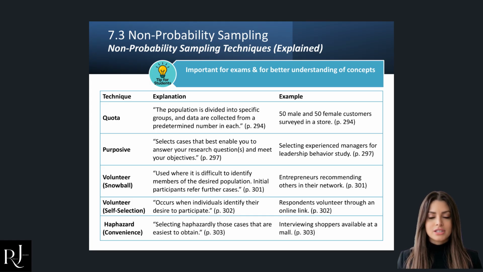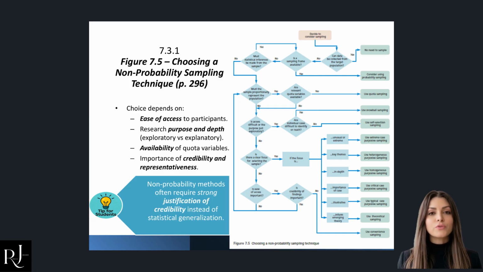However, it's important to note that while these non-probability sampling methods are convenient, they require strong justification regarding their credibility. Since they are not random samples, they cannot be used for statistical generalization. When choosing a non-probability technique, your choice depends on ease of access, your research purpose, and the importance of credibility. Unlike probability methods, these often require a strong justification for why the chosen sample is credible.